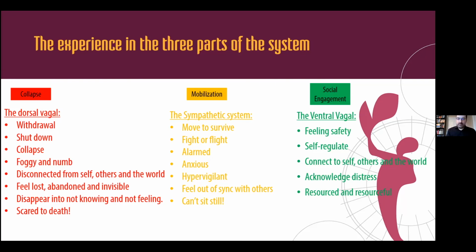The third system, or the collapse system shown here in the red, is the dorsal vagal. And the experience when this system comes into play is that we feel very withdrawn. It's like we're shutting down, we're depressed, we're collapsed, we feel completely numb, we feel disconnected from ourselves and from everybody else, we feel completely lost, helpless, hopeless. It's like we want to completely disappear from the world. Each and every one of us goes in and out of those states during our lives and during the day. So let's see, how do we do that?